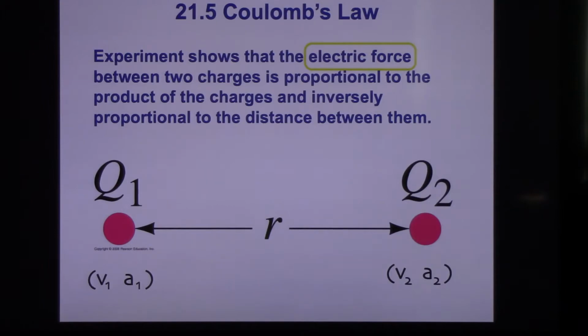All right, we are ready to do some formulas for this. Let's see what kind of mathematical formulas we can come up with.